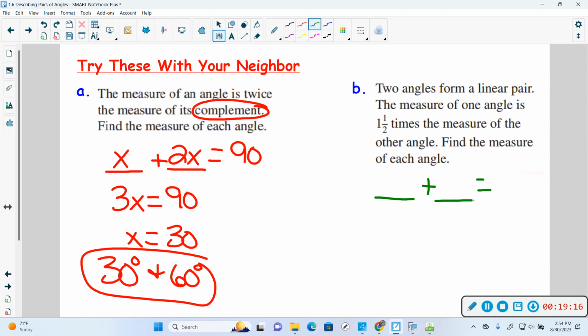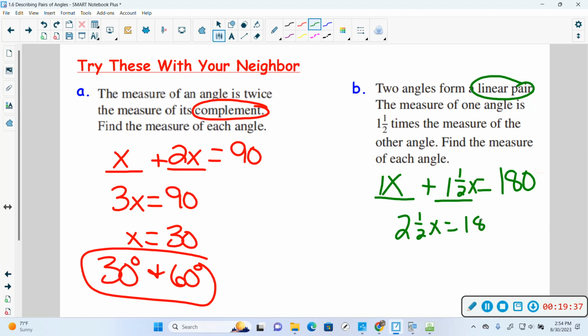All right, first question for you. What are you equaling? Good, 180. Linear pairs make a line. All lines are 180. So of course x, 1.5x. That's fun. Okay, little fraction work here. 1x plus 1.5x is 2.5x. Now, if I were you, in my calculator I wouldn't want to type in a fraction. So I would do 180 divided by 2.5. What's 180 divided by 2.5? So there's my first answer.